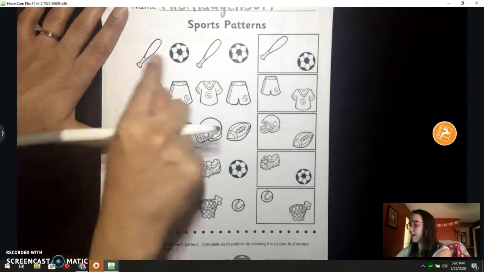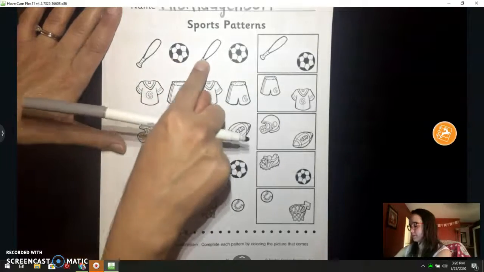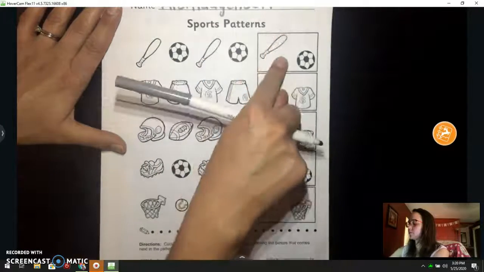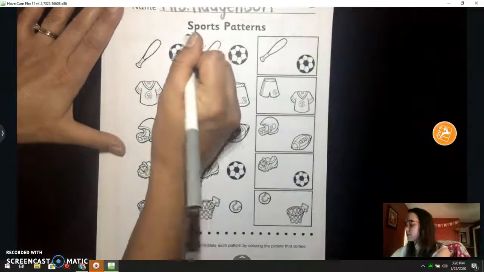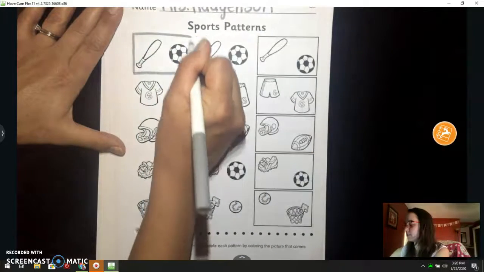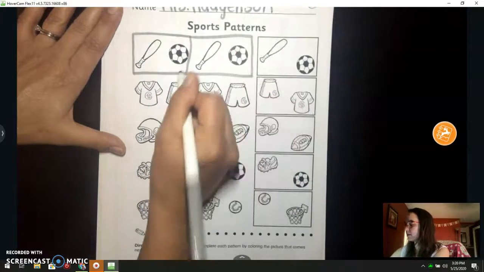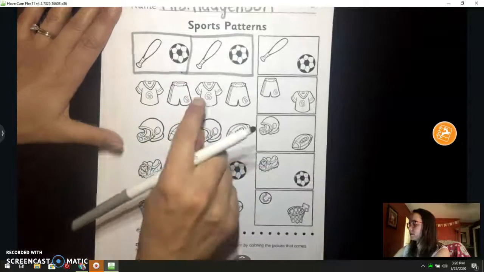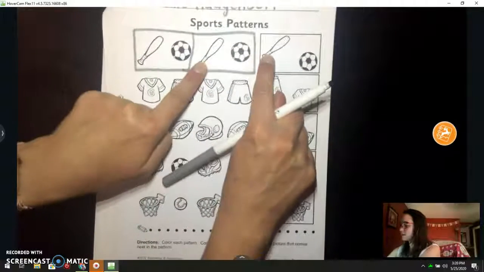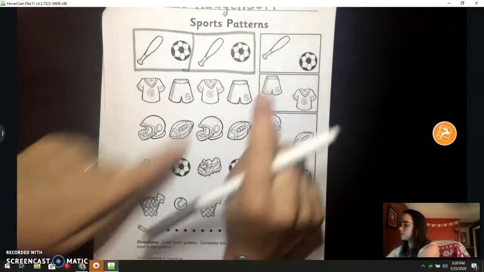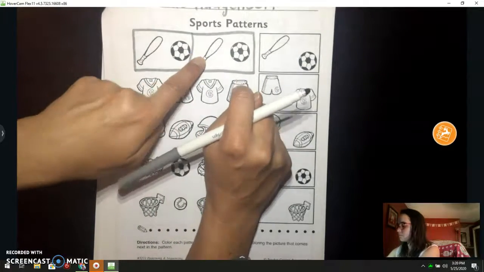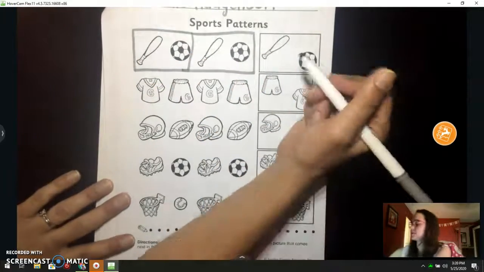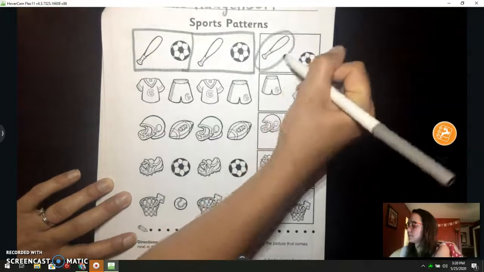So baseball bat, soccer ball. Baseball bat, soccer ball. Did you say baseball bat? Let's look at the repeat part. This is the repeat part. So baseball bat, soccer ball. Baseball bat, soccer ball. What does the next one start with? Baseball bat.